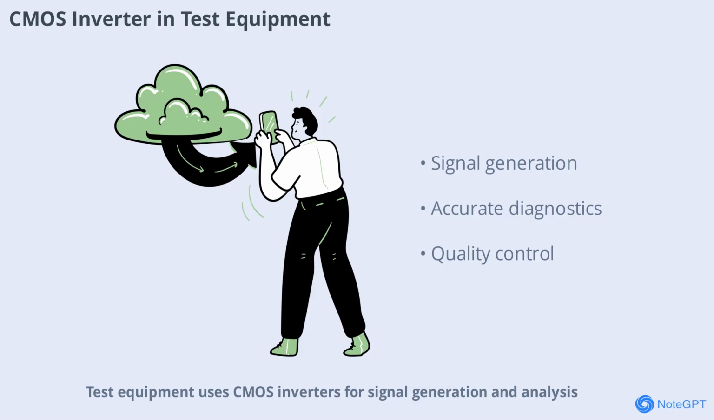Test equipment uses CMOS inverters for signal generation and analysis. Their reliability ensures accurate measurements and diagnostics. We'll highlight how CMOS inverters contribute to effective testing and quality control in electronics.